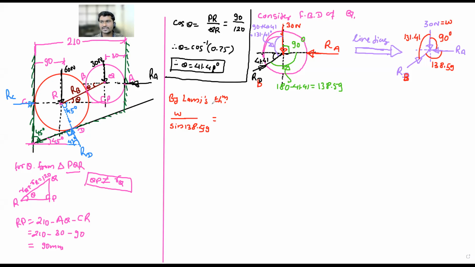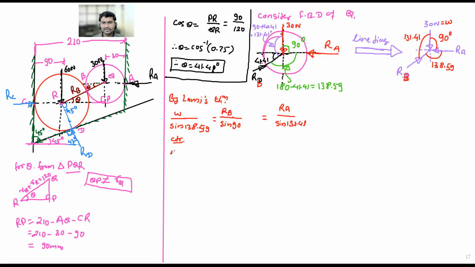Okay, great. Next. RB upon sine 90. RB by sine 90 is equal to RA upon sine 131.41. Which pair do you want to consider? W and RB. Okay, go for that then.